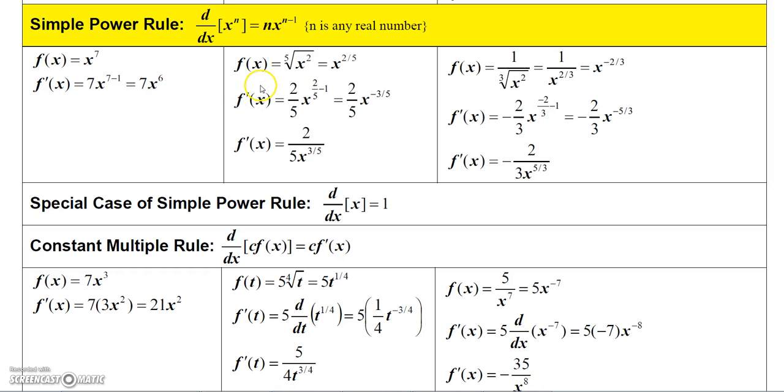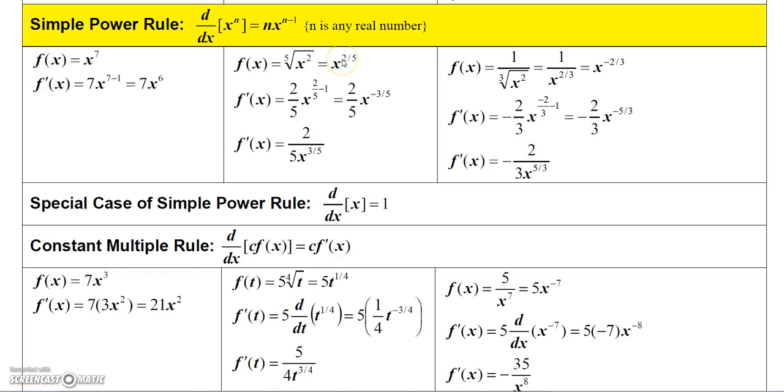Now when you have radicals or denominators and things like that, you're going to have to figure out a way to write them as an exponent. So here I've got a function, the 5th root of x squared. Now I went ahead and converted this to an exponential power here, x to the 2/5 power. So you'll need to know how to do that in order to apply the power rule to problems like this.